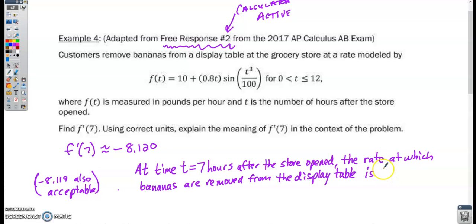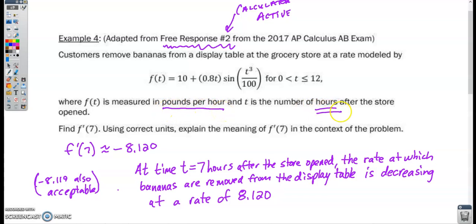is decreasing, since the derivative is negative, is decreasing at a rate of 8.120. And then I need the units for the derivative here. f of t is measured in pounds per hour, and time is measured in hours. So our unit is going to be pounds per hour.